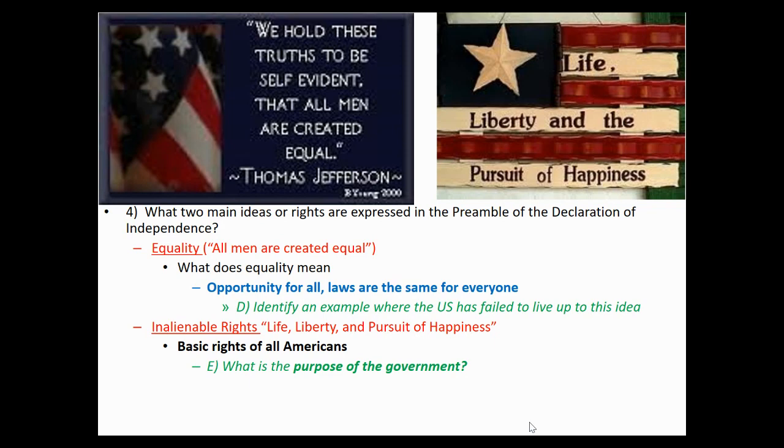So in this case, the purpose of government is to protect those rights. That's government's job: to protect your life through the military, to protect your liberty by making sure there are laws that you have your freedom, to protect your ability to have happiness. And lastly, F, what if government does not enforce those rights? Do you remember? What can the people do if the government does not protect our life, liberty, and pursuit of happiness? Think.